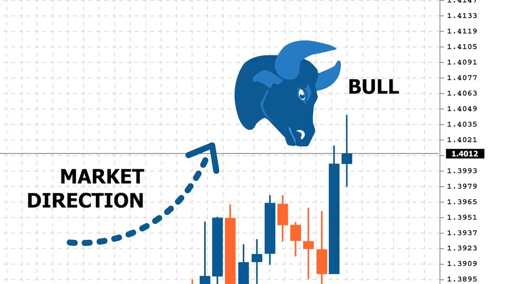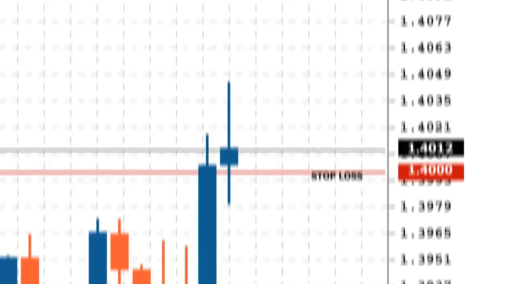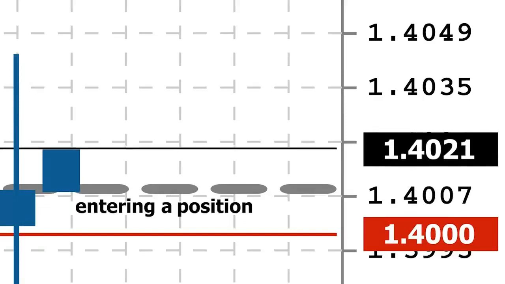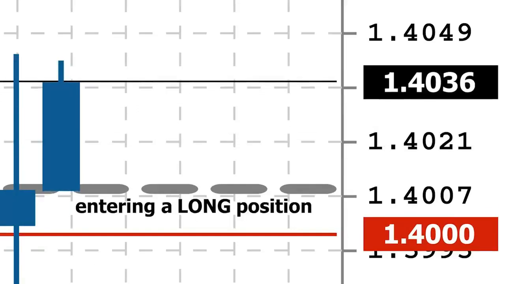Since the market price is going up, it is said that it is bullish. Set your stop loss at 1.4000 and your profit target to 1.4080. Again, we will teach you how to set stop losses and profit targets further on in the learning path. You are in. You have entered a position. Because you are buying, you are entering what is called a long position.